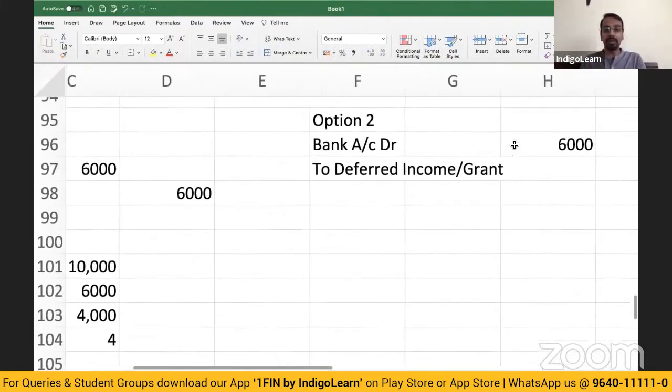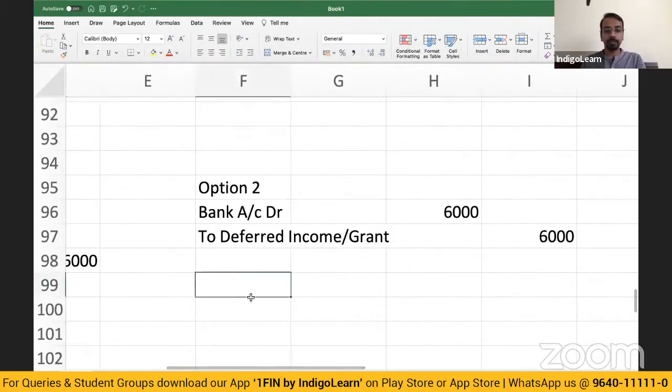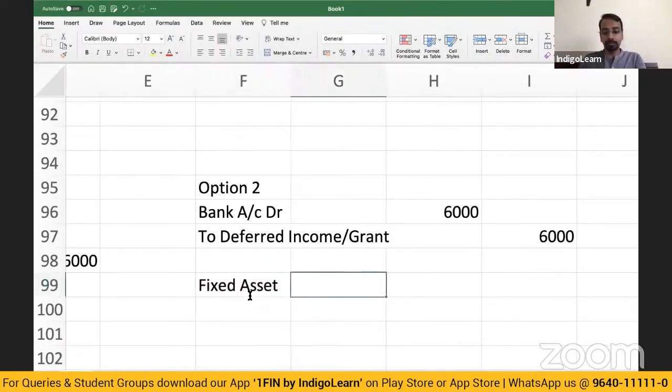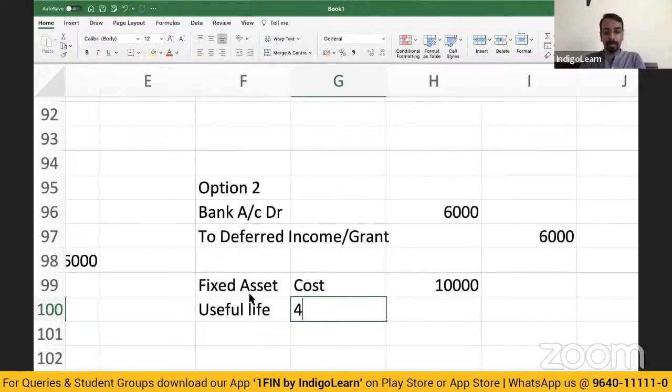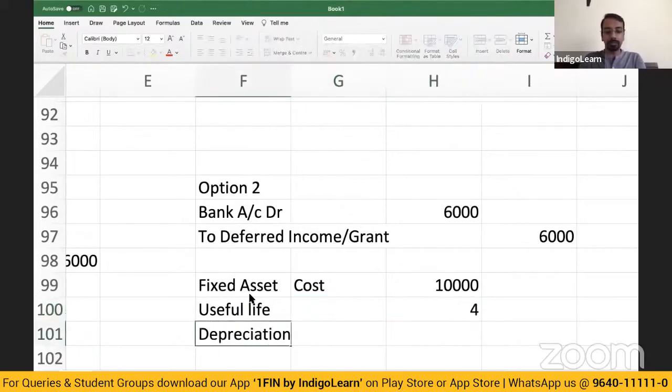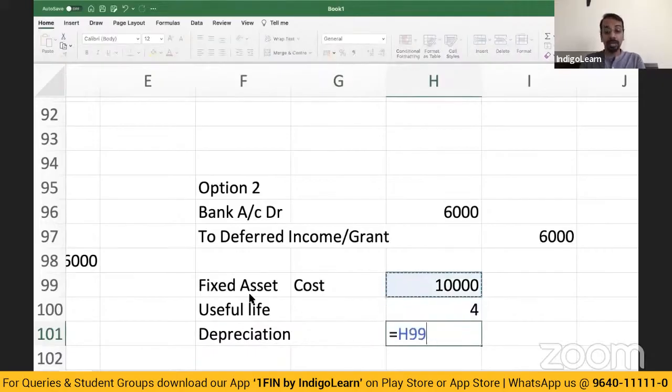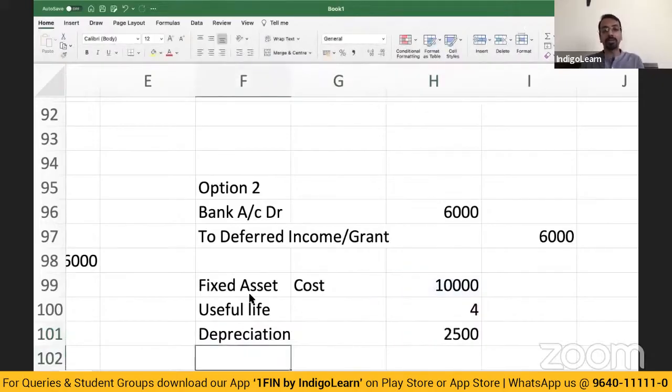Under deferred income, what will we do? Fixed asset. Cost 10,000. Useful life 4 years. Depreciation per year will be 10,000 by 4, 2,500. Every year you will transfer, or you will charge depreciation of 2,500.